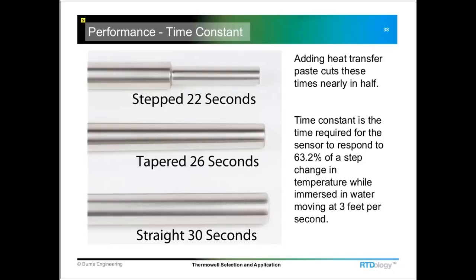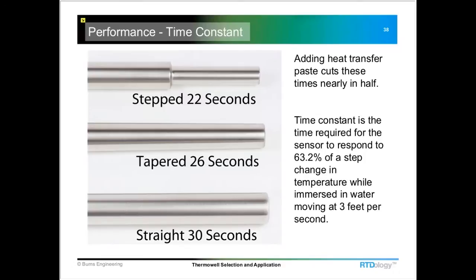So I talked a little bit about time constant, and here's some numbers that we've come up with for Thermowells that are in water moving at 3 feet per second. And these would have kind of a typical 100 ohm platinum RTD installed in them. And the time constant, I've got a little definition there. It's the time it takes for the sensor to respond to 63.2% of a step change in temperature.